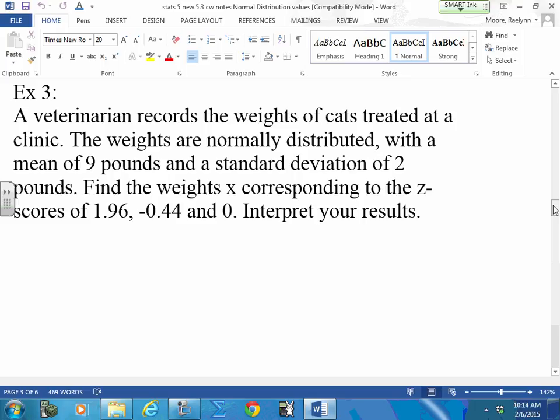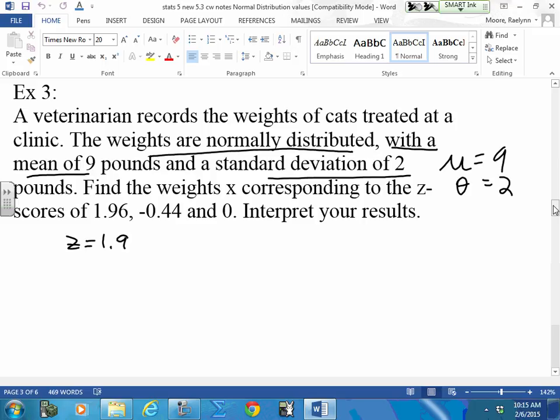A veterinarian records the weights of cats treated at a clinic. The weights are normally distributed with a mean of 9, standard deviation of 2. You're going to find the weights, which we call x, that's your variable, that correspond to a z-score of 1.96, of negative 0.44, and of 0.